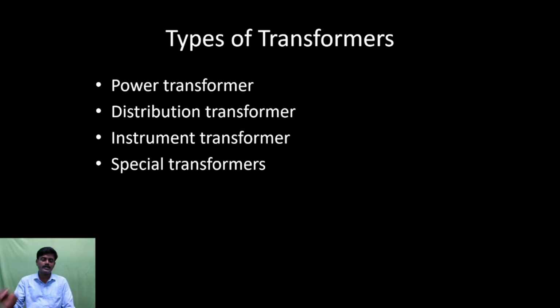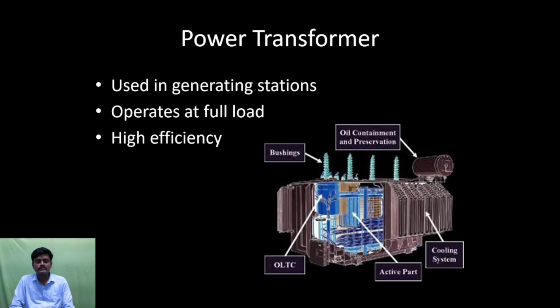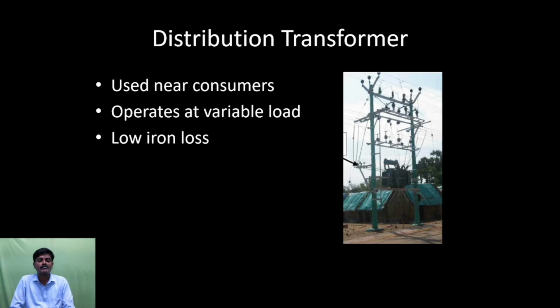Then the distribution transformer. So in here I am giving for the power transformer. This is mainly used in the generating stations and operates under the full load condition, and it should give a high efficiency value. So it works under the high efficiency value. Then only we can use these devices at the substation level.